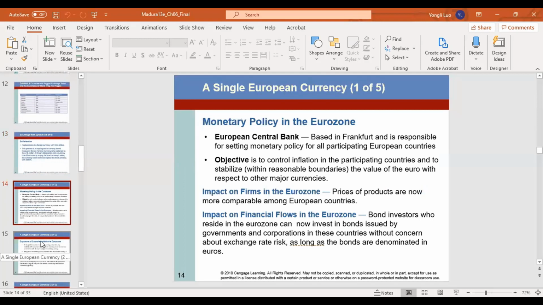Monetary policy in the Eurozone. The European Central Bank is based in Frankfurt and is responsible for setting monetary policy for all participating European countries.